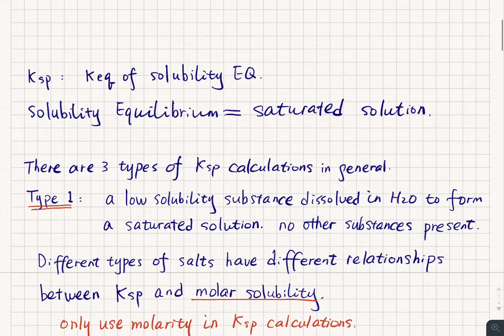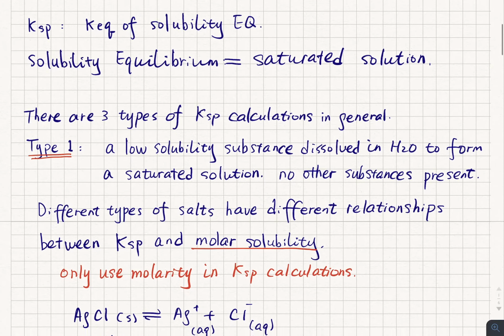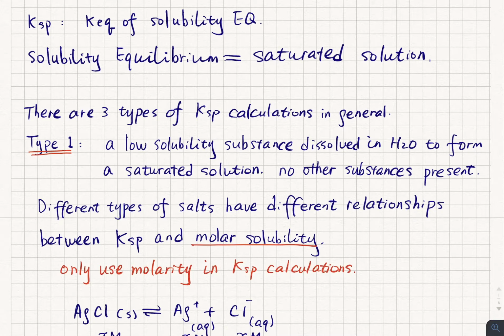There are three types of Ksp calculations in general. Type 1 is the easiest. So type 1 questions involve just a saturated solution of a compound. No other substances are present, so there's only one substance which has achieved solubility equilibrium.